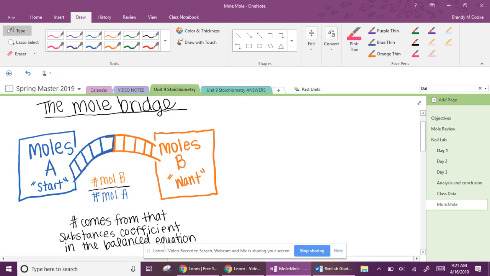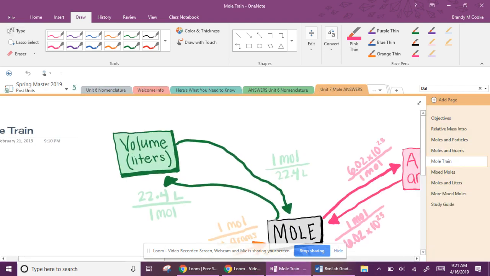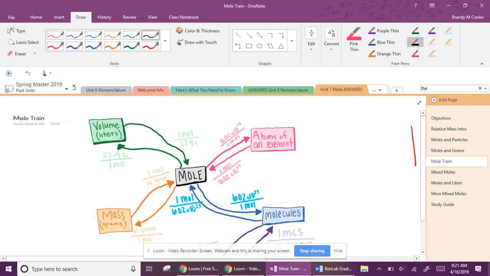Let me actually bring that up here. So here's our old mole map. We see that mole is the central thing, and it's great and it's very useful. We can go from grams to volume to whatever it is we want to go to. But in real life, we're not going to be working with just one substance.